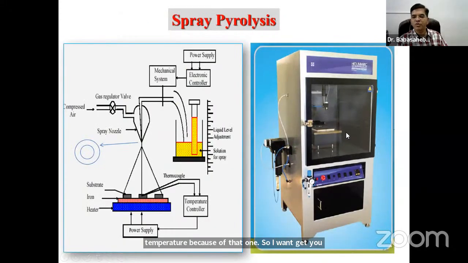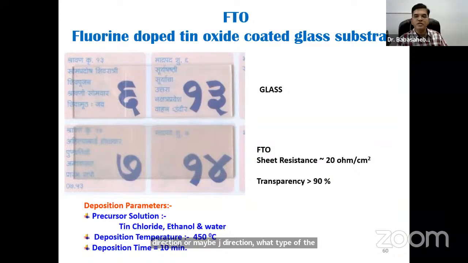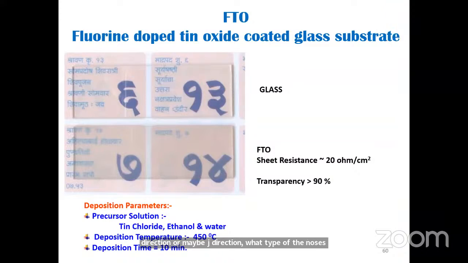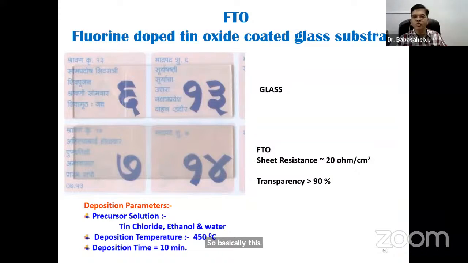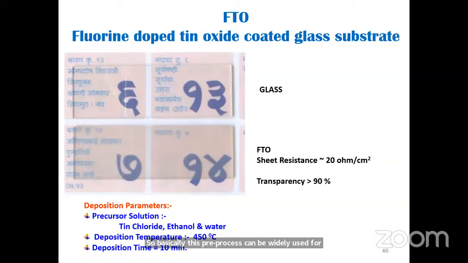So this is from the hallmark, but we have developed it in the laboratory as well, so that you should have the mechanical system. It can move in the x direction, y direction, or maybe z direction, and what type of nozzle it is, that you are spraying. So basically this spray pyrolysis can be widely used for making FTO. FTO is called fluorine doped tin oxide coated glass substrate.